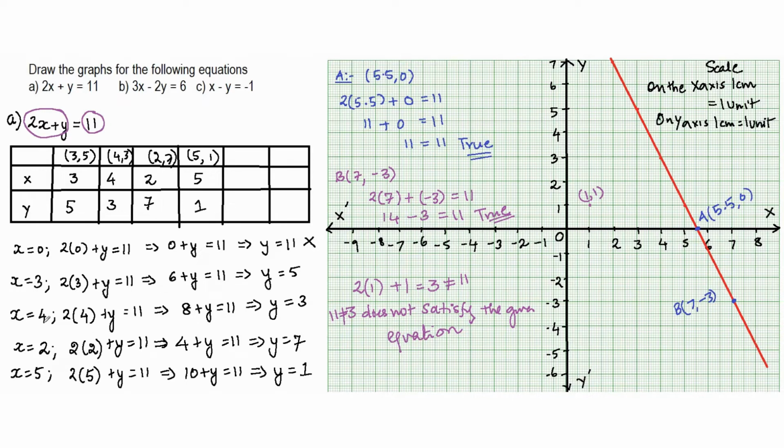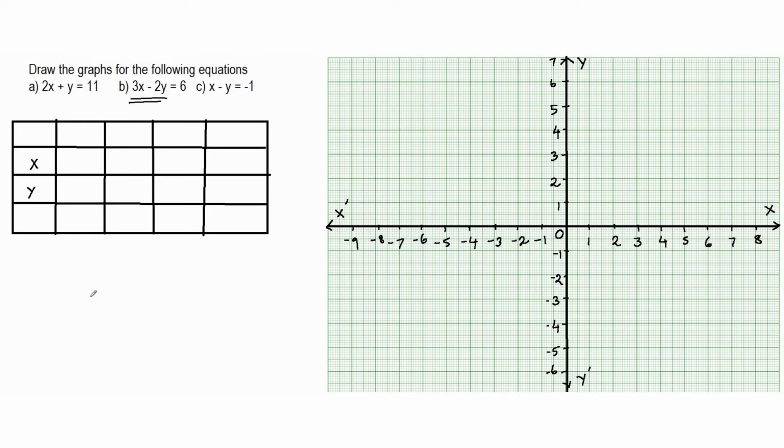Now let's try the second equation. The second equation is 3x minus 2y equals 6. So we have 3x minus 2y equals 6. The first thing to check is, will I get good values of x and y if I substitute x as 0? So let's substitute x as 0.